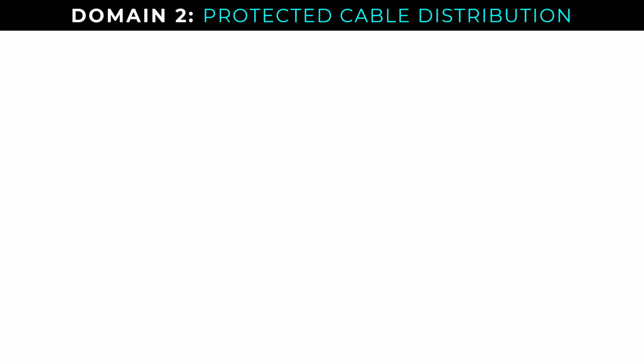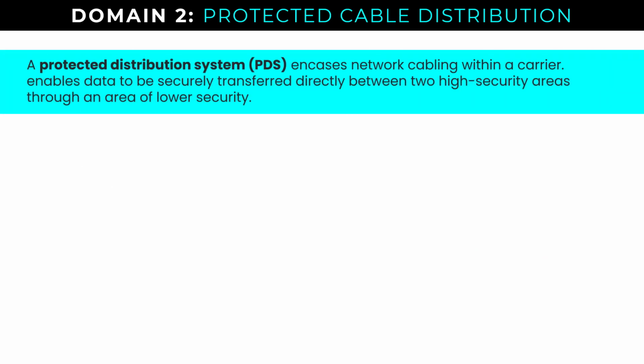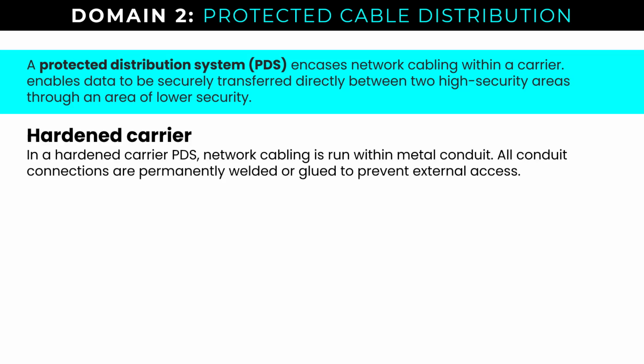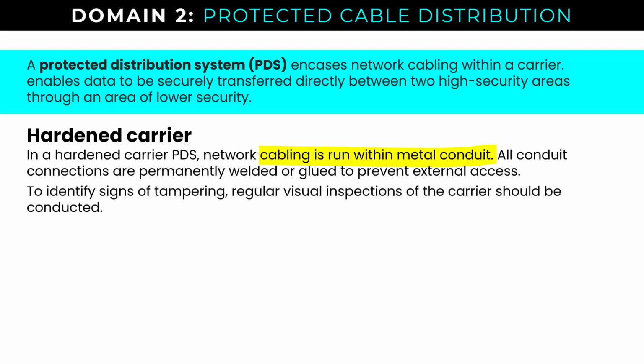Exam objectives call out protected cable distribution. So a protected distribution system encases network cabling within a carrier. It enables data to be securely transferred directly between two high security areas through an area of lower security. So we have a hardened carrier. This is where network cabling is run within metal conduit. All conduit connections are permanently welded or glued to prevent external access. To identify signs of tampering, regular visual inspections of the carrier should be conducted.